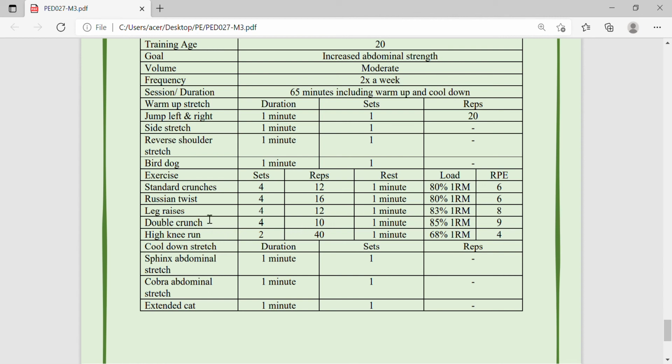Next is the leg raises. This exercise is a strength training exercise that targets muscle groups throughout the body. It is also often used to strengthen the rectus abdominis muscle and the internal and external oblique muscles because it uses the abdominal muscles to stabilize the body during the execution of this exercise. So it will be 12 repetitions with 4 sets and with a minute rest. The load would be 83% and a work rate of 8.